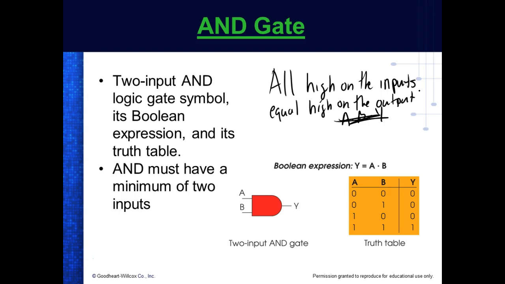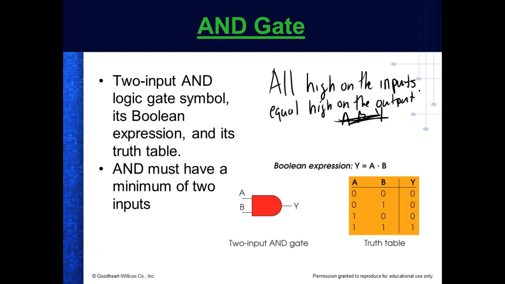So let's see if that's true. Is this all highs? No, the output is low. Right. Is this all high? Right. Is this all high? Is this all high? Yes. And the output's a 1. Make sense? In PLCs, we're going to say all true inputs is going to equal a true on the output. Make sense? Because we're not going to have highs and we're not going to have lows. We're writing a program that's inside a computer, right?